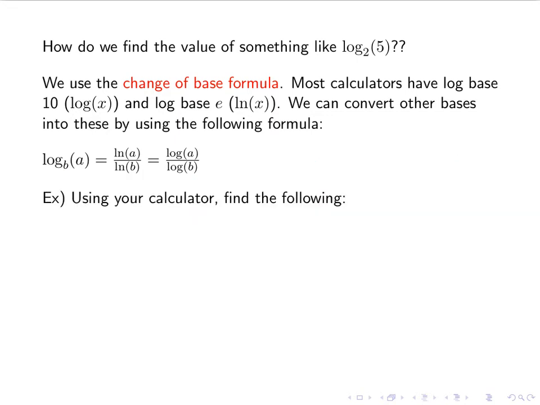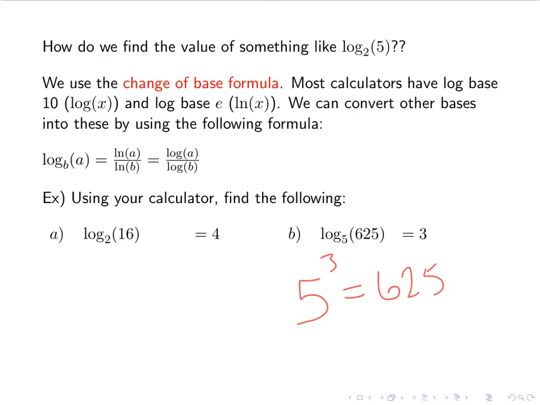So using your calculator, find the following. Log base 2 of 16, we kind of already talked about that, but again, using the change of base formula, you should still be getting 4. Log base 5 of 625. So again, that's ln of 625 over ln of 5, or log of 625 over log of 5. And you should be getting 3. Again, if we change this back to an exponential, the base is 5, the exponent is 3. Is that true? Yes. So always make sure your answer makes sense.